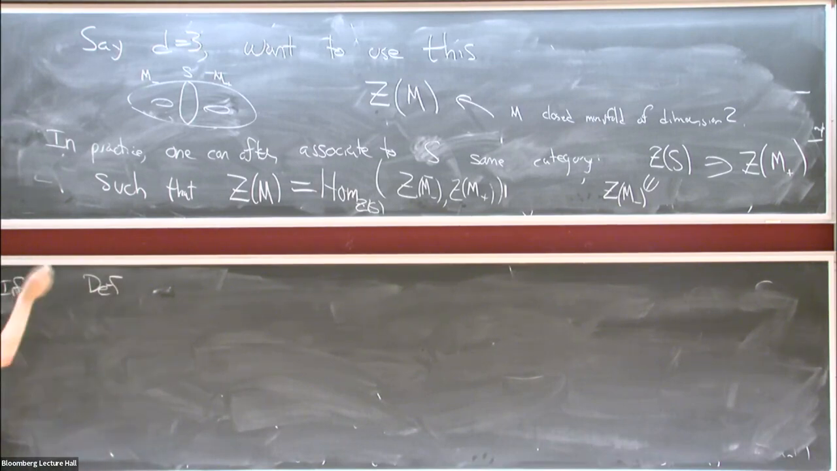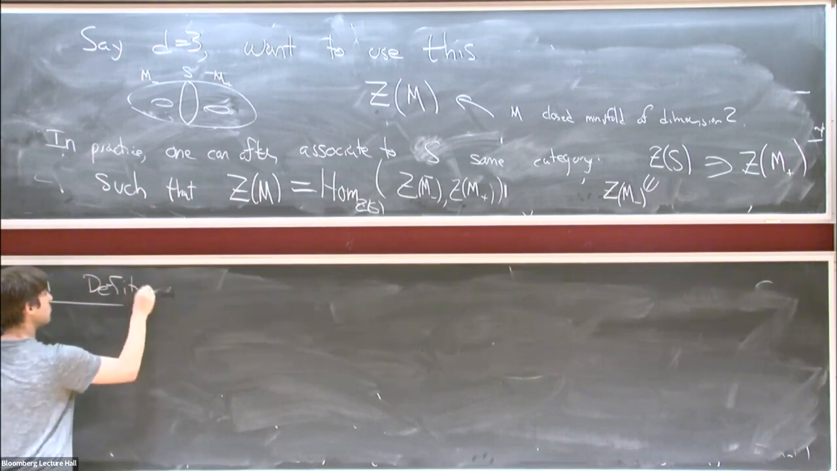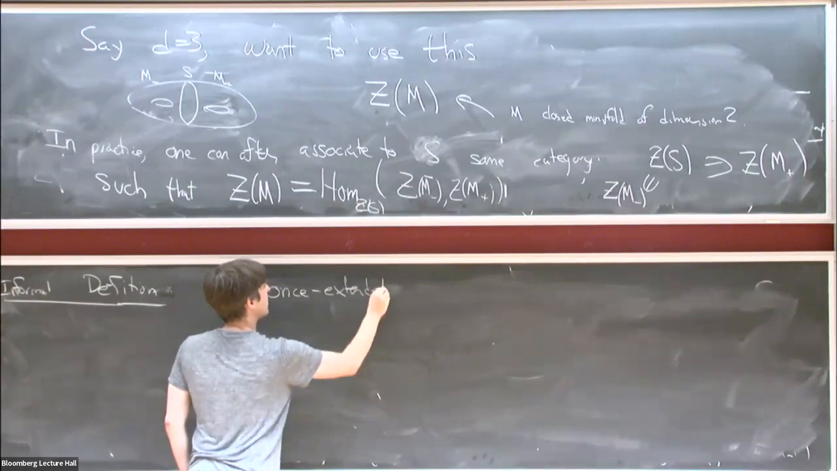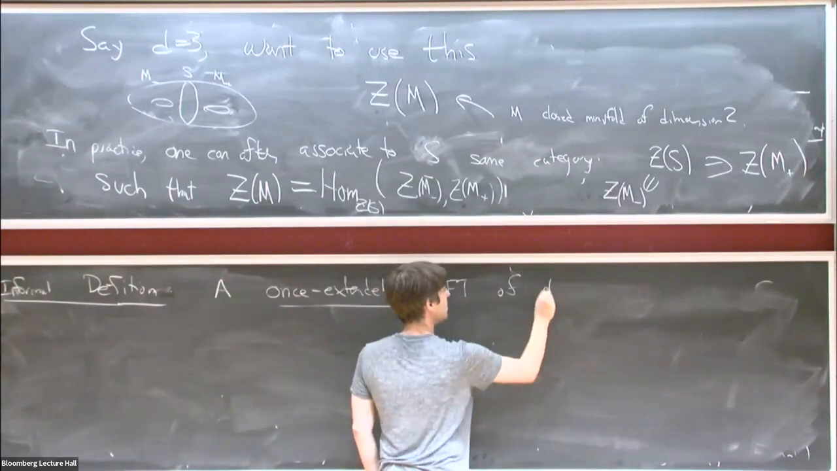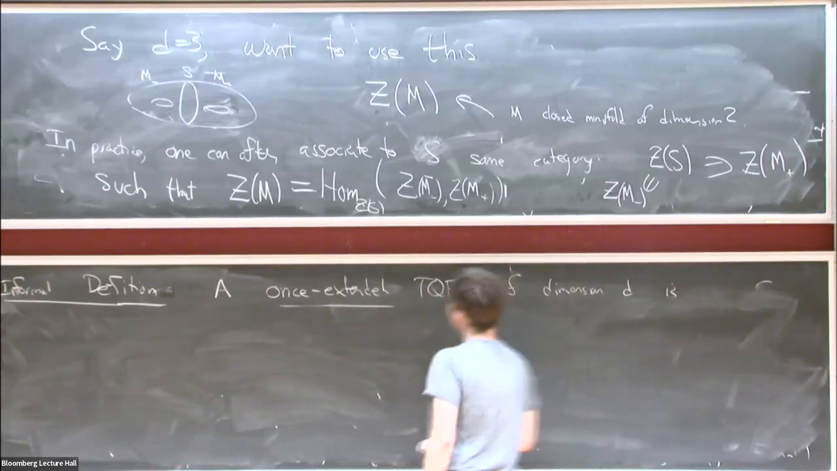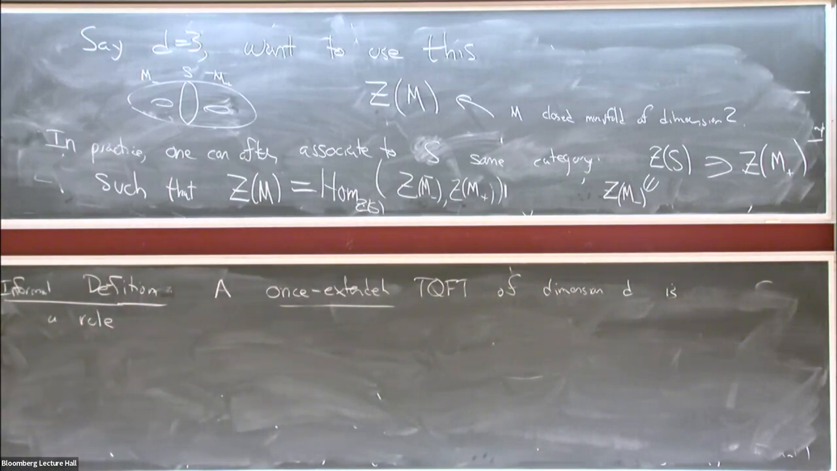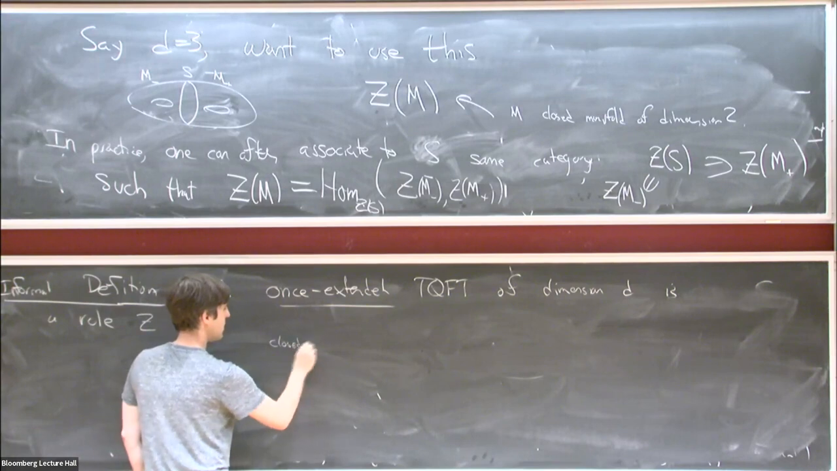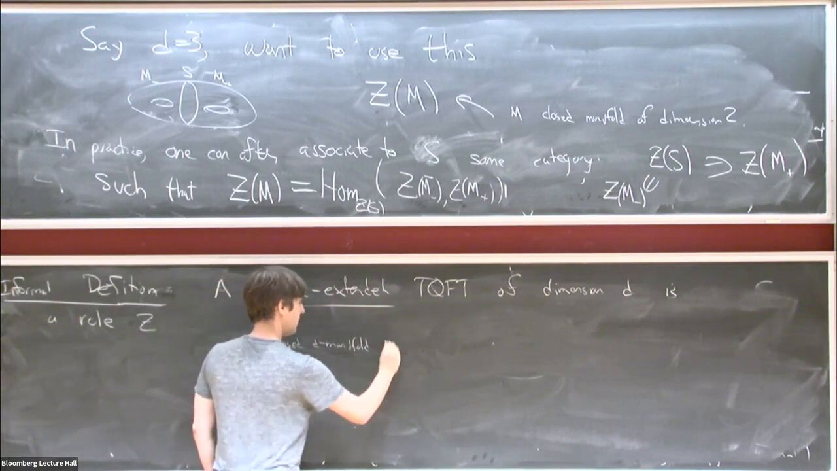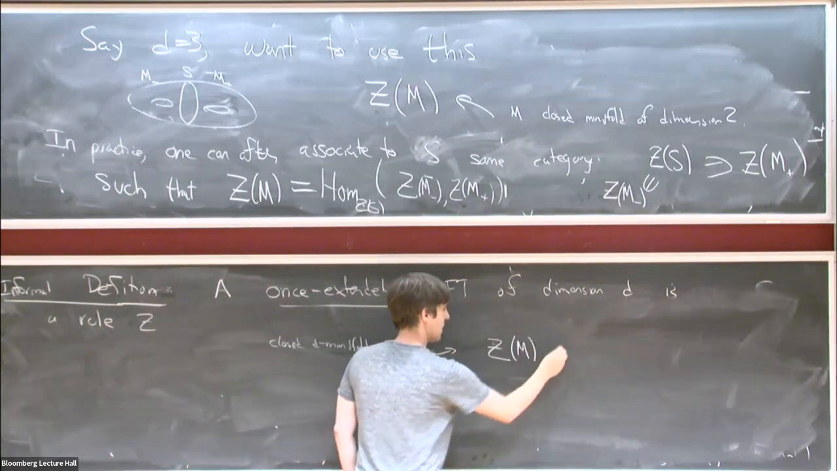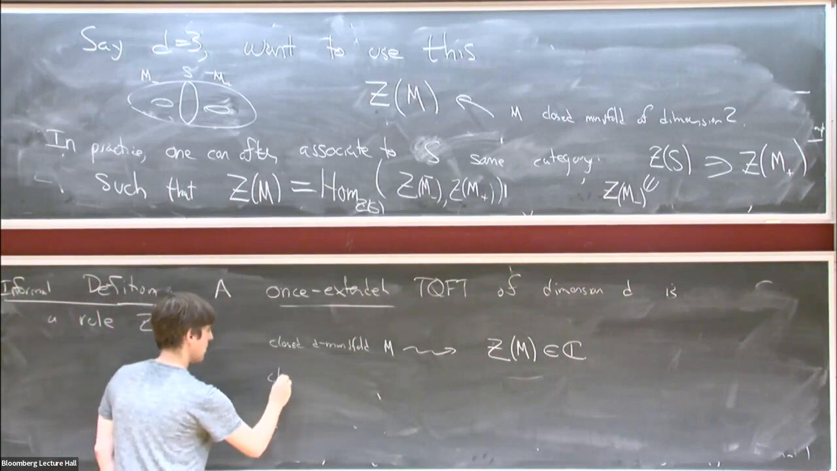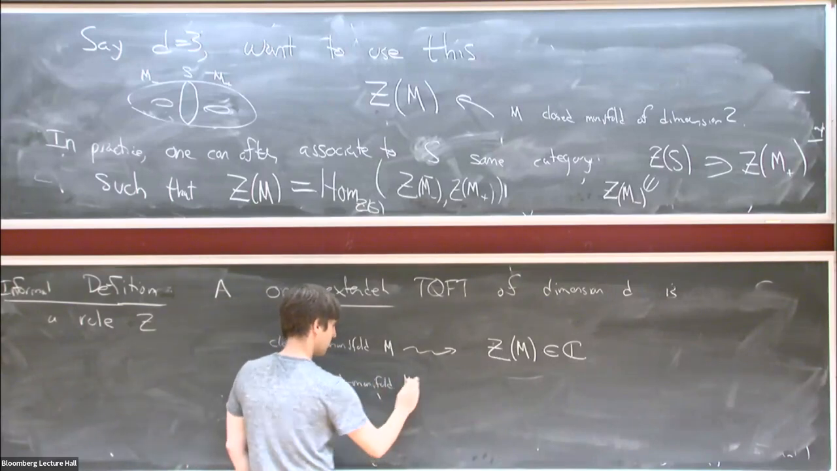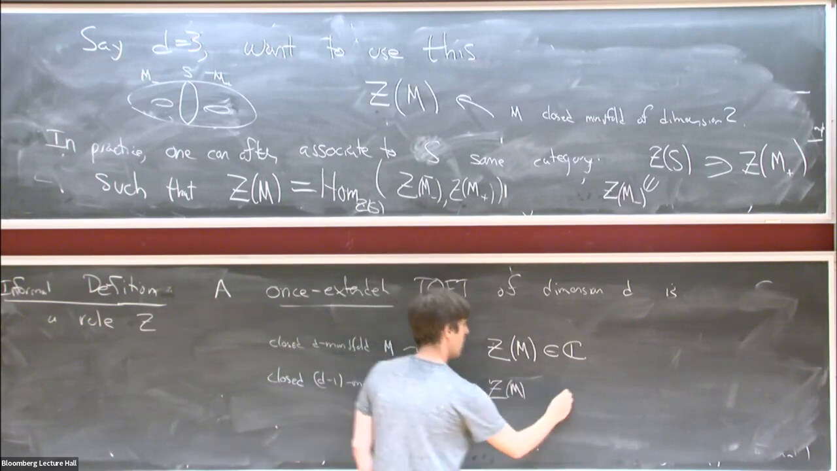So let me try to incorporate this into Atiyah's definition. I'll give something which is stated a little bit informally. A once extended TQFT of dimension D is a rule Z, and at this time, let me start my rule at the top. It assigns to any closed D manifold, I'm going to call it M now, violating my earlier convention, a complex number. Any closed D minus one manifold, let's say, I'll also call it M, gets assigned Z of M, now a complex vector space.